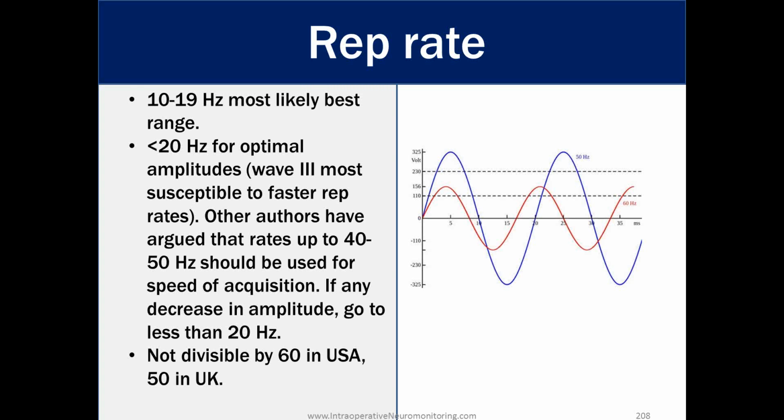Back to rep rate. Other authors have argued that rates of up to 40 to 50 hertz should be used for any speed of acquisition. If there is any decrease in amplitude, then you can go back down to 20 hertz. Because these are very small amplitudes, we have such a large number of sweeps that we need to obtain a reliable response. So some authors will push the rep rate higher in order to collect data in a reasonable time. And of course, we can't have it divisible by 60, or 50 in the UK.